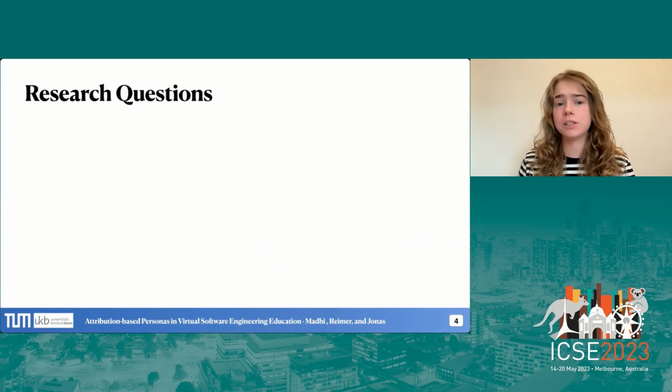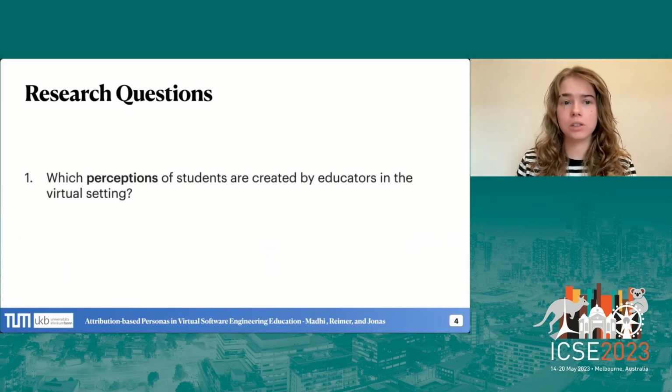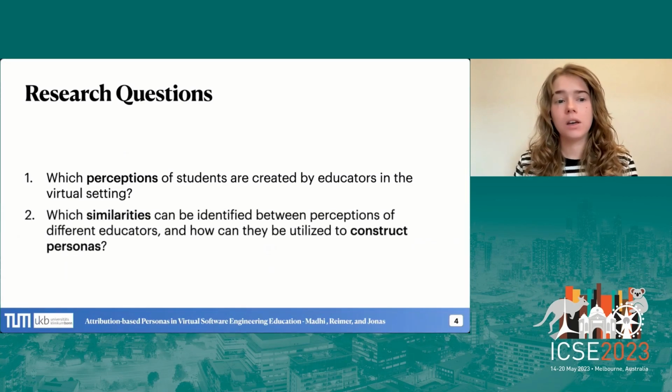And we also wanted to cluster these findings together and construct personas out of them. For that, we derived two research questions: the first one being, which perceptions of students are created by the educators in the virtual setting, and the second one, which similarities can be identified between the perceptions of different educators and how can they be utilized to construct personas. And we designed a study to do that.